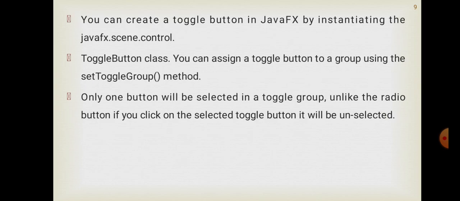How can we create a toggle button? If you want to create a toggle button, you have to instantiate, that is, create an object for the ToggleButton class in javafx.scene.control. You can assign the toggle buttons to a group using the setToggleGroup function. So only one button will be selected in a toggle group. If you have 5 buttons, among those 5 buttons you can select any one button.